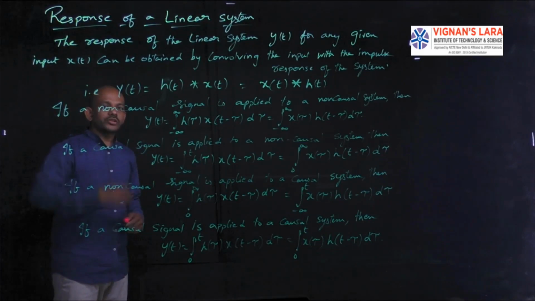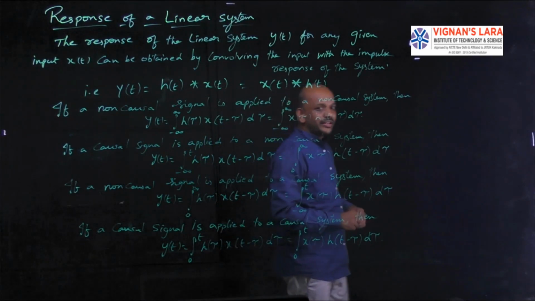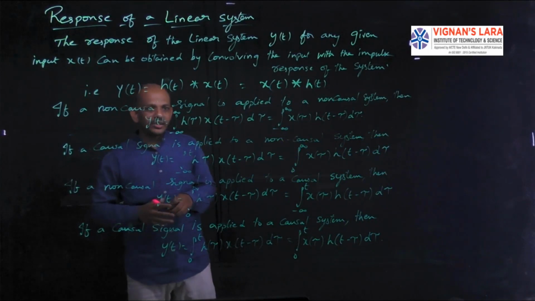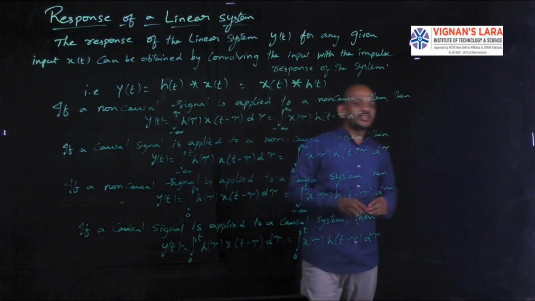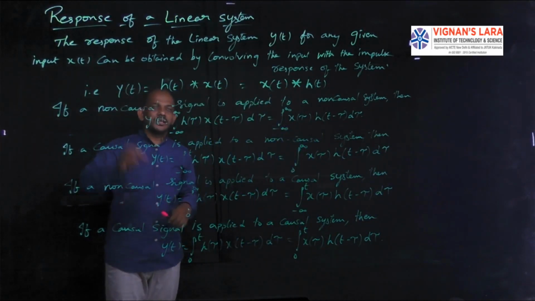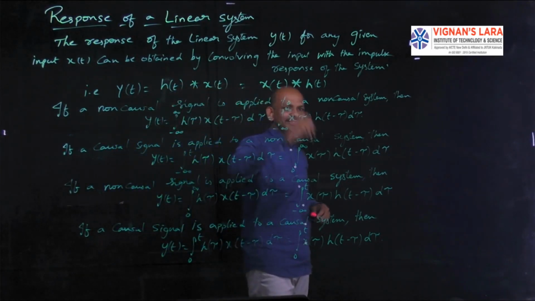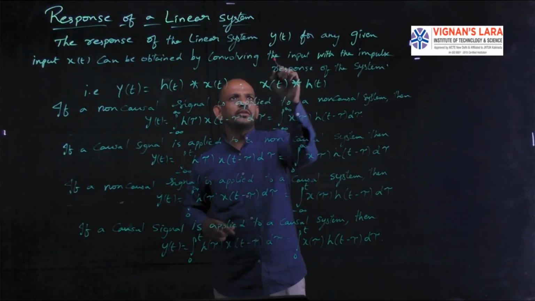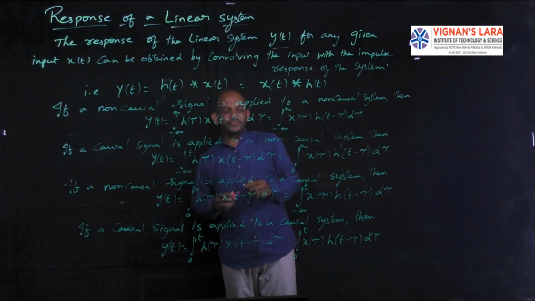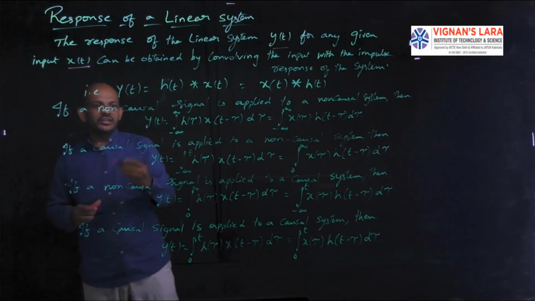Now we move on to the topic, response of a linear system. How will a linear system respond? That is, if the given system is a linear system, how will the output be for that linear system? That is nothing but the response of a linear system. Generally we represent the output response with y of t, and we represent the input generally with x of t.